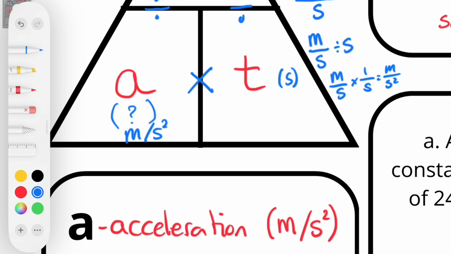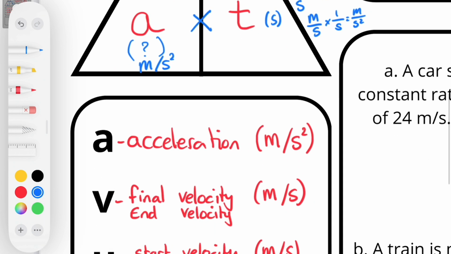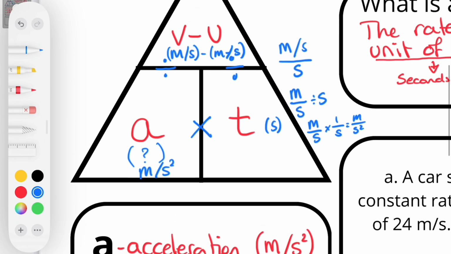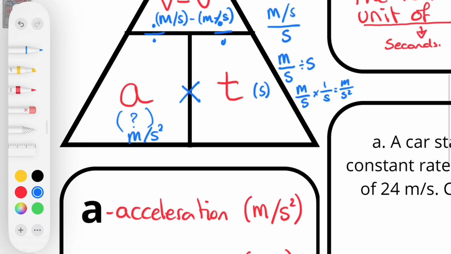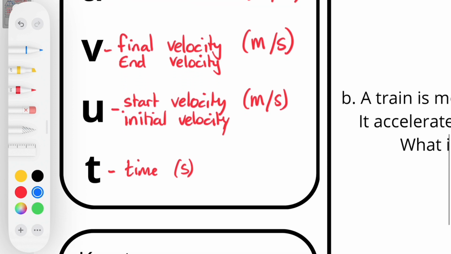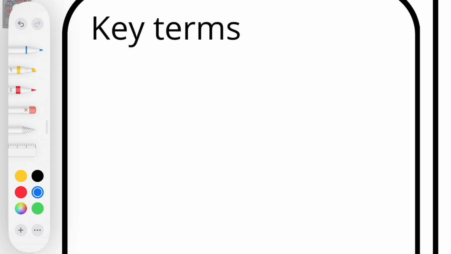So that's just something you need to remember. If you're struggling to remember that, just practice, practice, practice, and try and always link whenever you hear acceleration, meters per second squared. Okay. Now, just a couple of key terms. These are kind of things that come up in exam questions that sometimes catch people out.